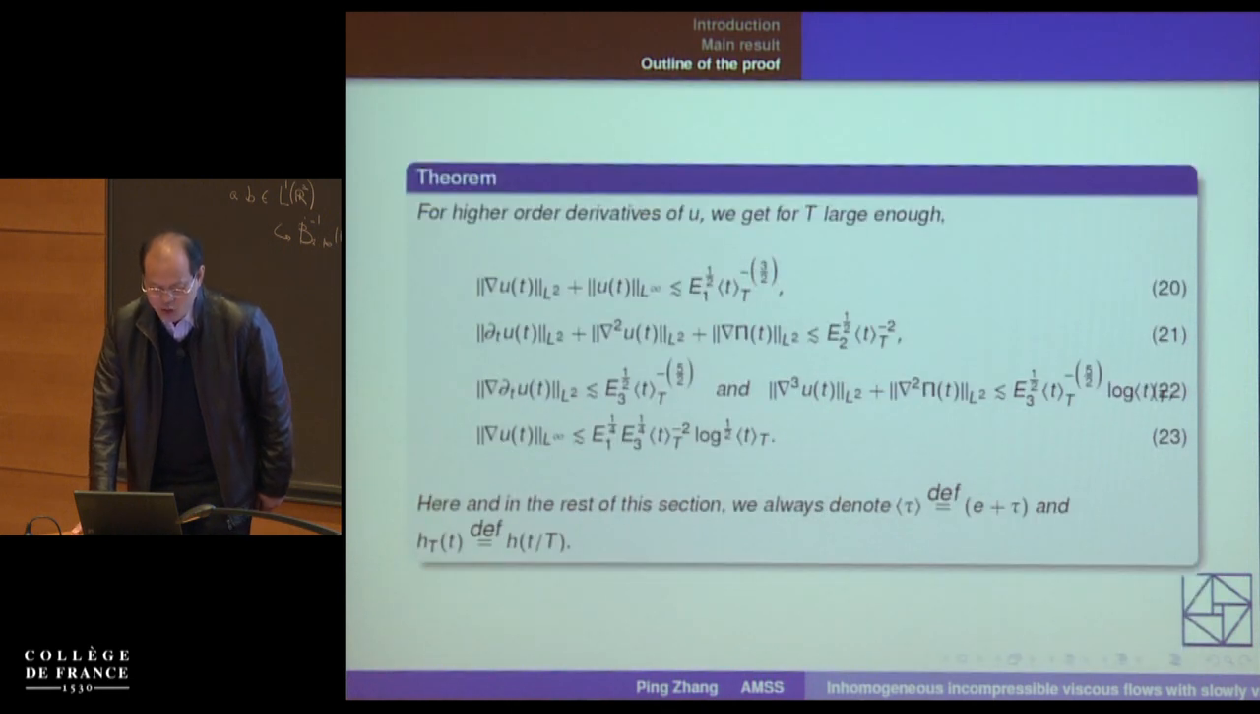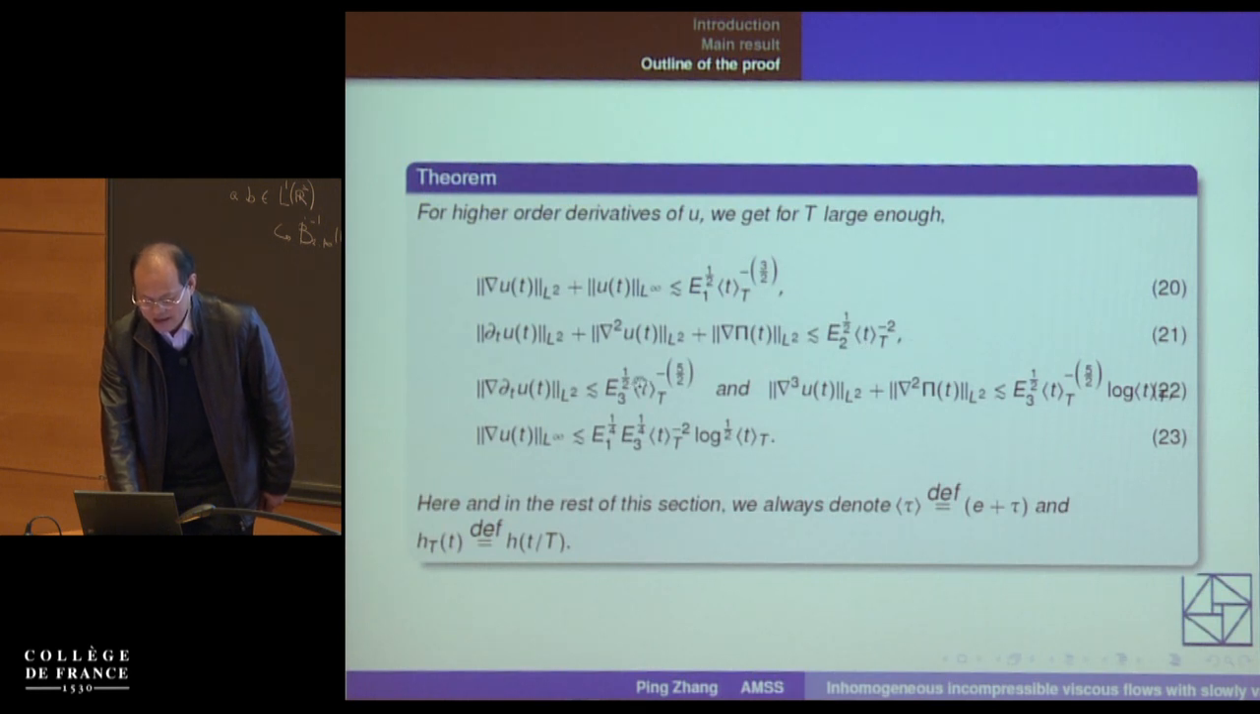With more derivatives on the initial data, we can prove further decay estimates for the derivatives. For example, the L2 norm of gradient u should decay like T to the power of negative 3/2. And the L2 norm of partial_t u, second derivative of u, and gradient pi decays like T to the power negative 2.